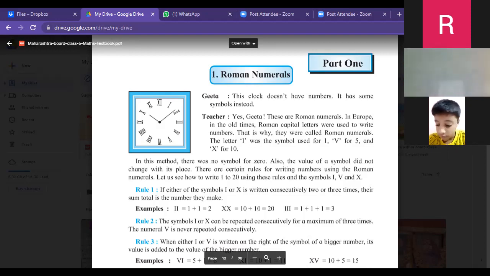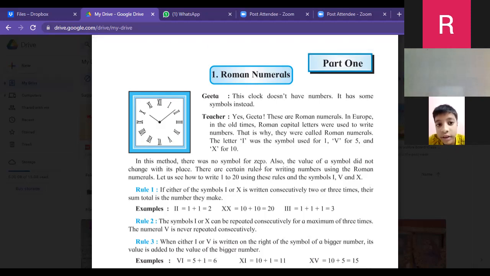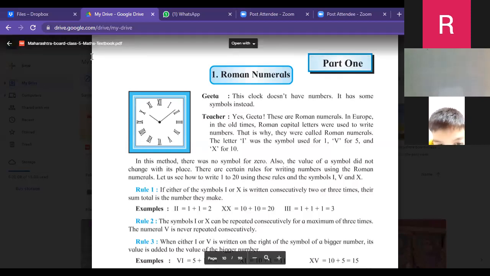Okay. Now see. First, can you see my screen? Your textbook page, can you see? Yes, teacher. Can you see the textbook page? Yes, teacher. Okay, so now look.